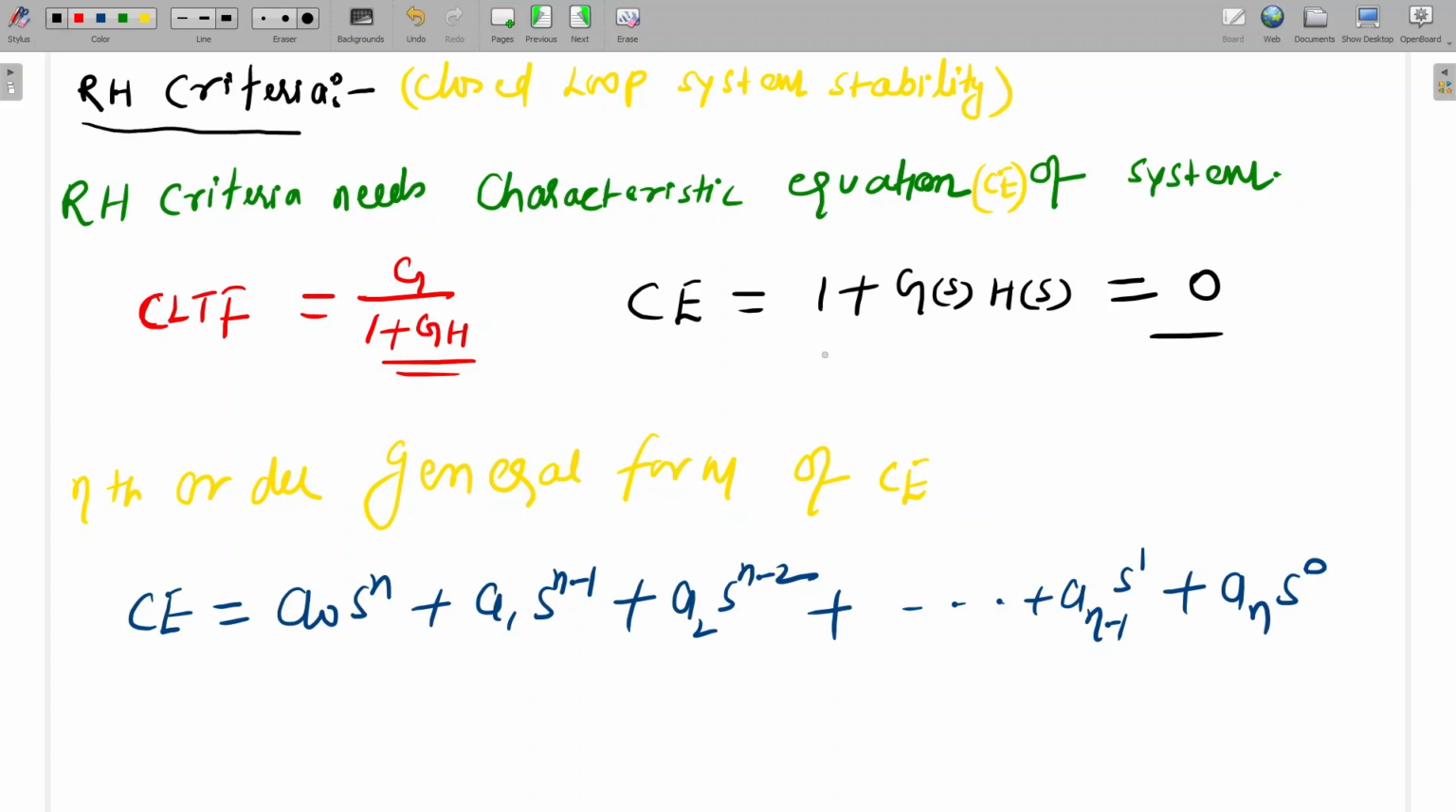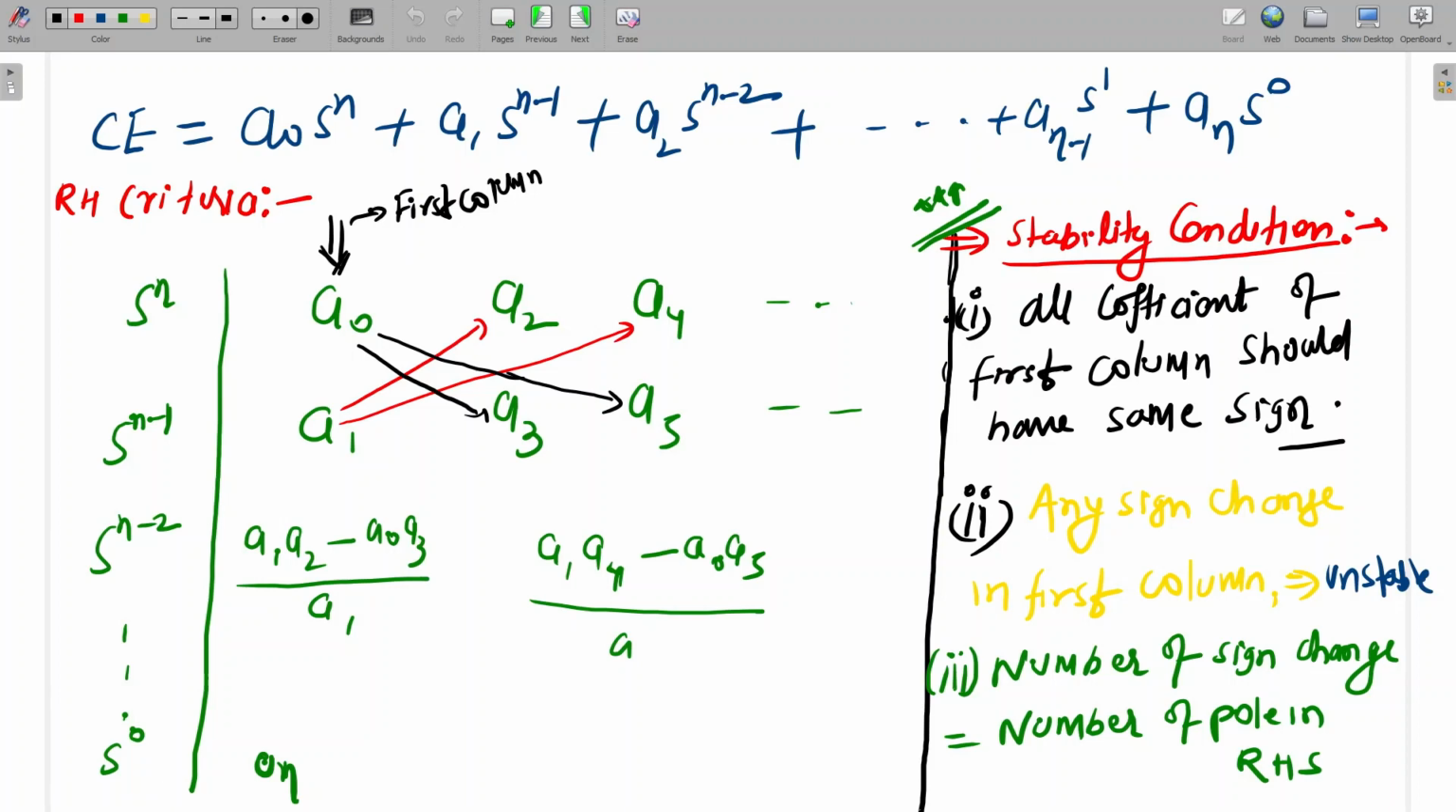For this, we need the characteristic equation of a system. What is the characteristic equation? That is 1 plus GH equal to 0. Any nth order characteristic equation can be written in this form. So this is the rule for the RH criteria.